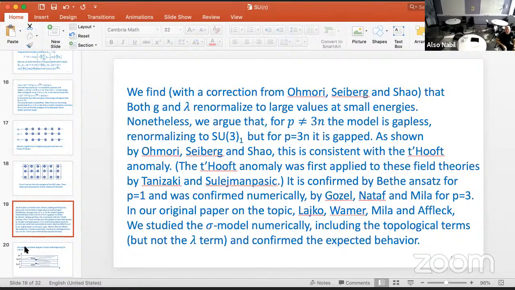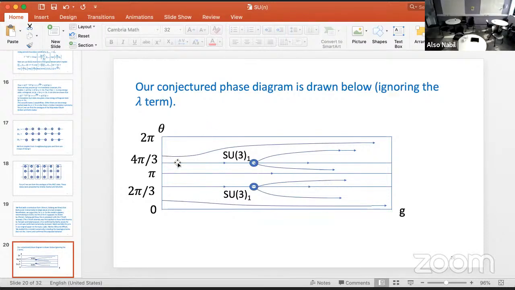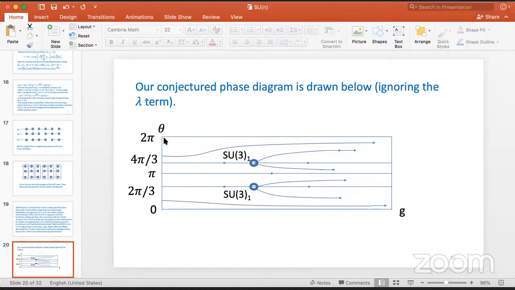Thank you. Yep. So this is our conjectured phase diagram. It's reminiscent of what we had for the SU2 case. So now if theta is 2 pi over 3 or 4 pi over 3, which are equivalent, then we have an SU3 level 1 critical point. So if the coupling is weak enough, we flow to this critical point. However, if the coupling is strong enough, we go into this broken symmetry phase, which I illustrated.